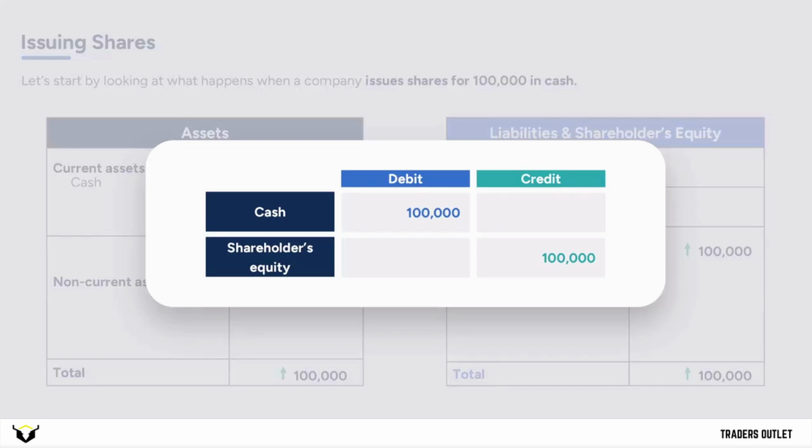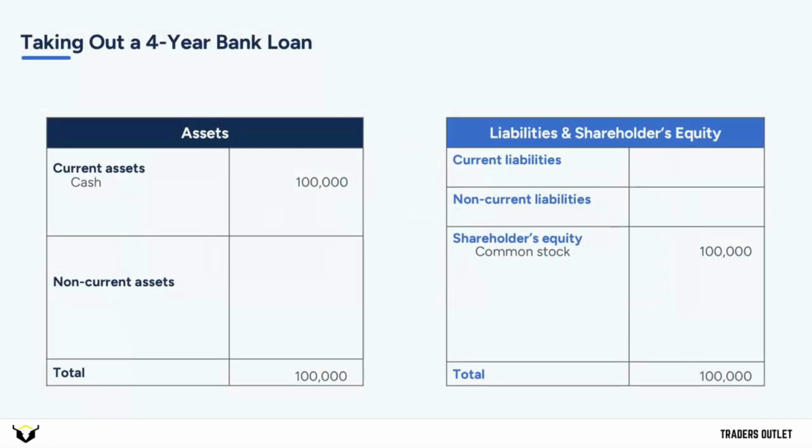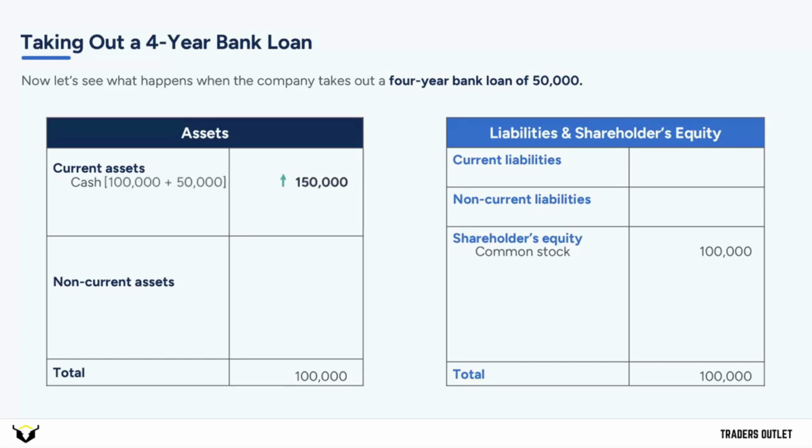Now let's look at a second transaction. Let's see what happens when the company takes out a 4-year bank loan of $50,000. We saw that a company can raise money by issuing shares, but companies can also borrow money from financial institutions. In this instance, the company is taking out a 4-year bank loan of $50,000, so our cash will go up by $50,000. Recall, cash is an asset, and because it's increasing, we're going to debit cash $50,000.